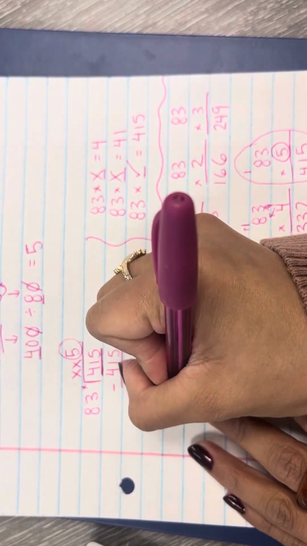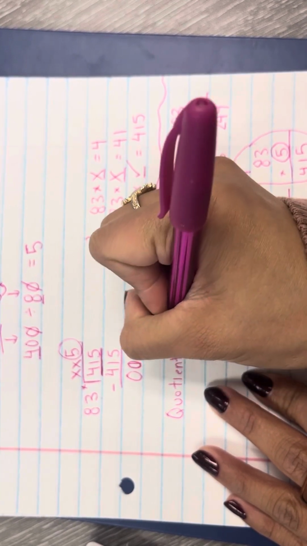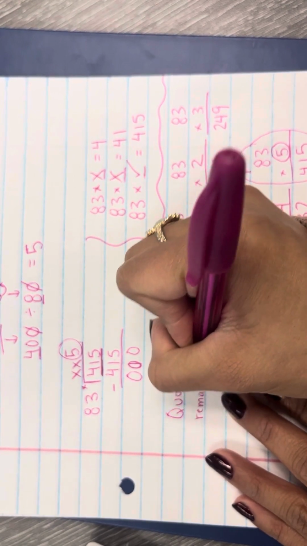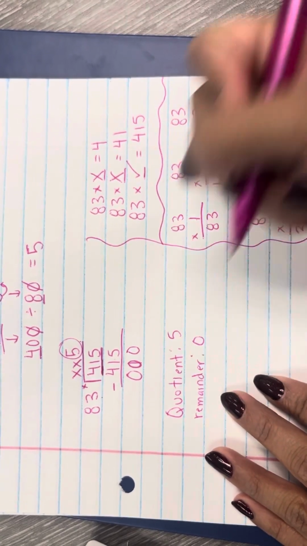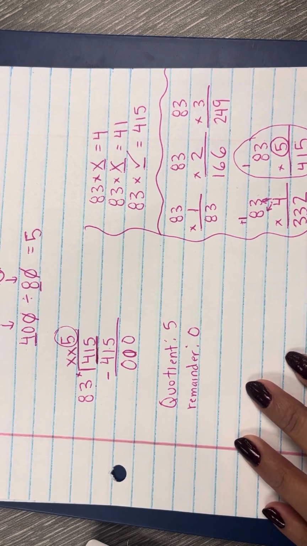So my quotient is 5, and my remainder is 0. And ta-da, I am done.